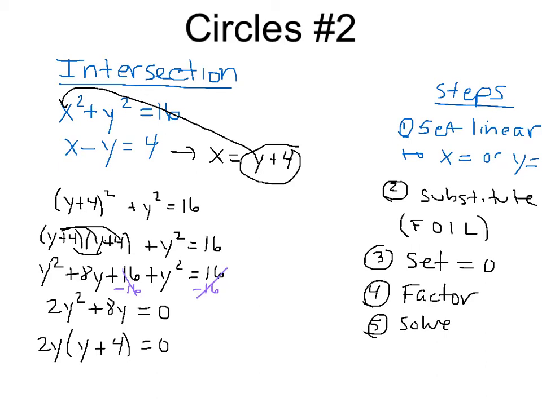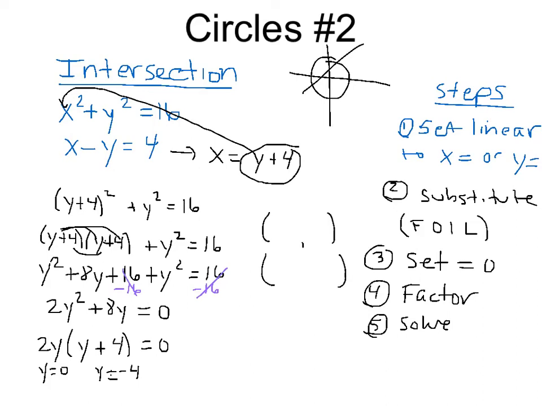So our factors would be, here we get y equals 0, because 2y equals 0 when y equals 0, and y would equal negative 4, because we change the sign or set it equal to 0. So that gives us the y value. Remember, we're looking for the points of intersection. We've got a circle, and we've got a line, so we want to find those points where they intersect. So we know our solutions are going to be some coordinate points. The y value of one of them is 0. The y value of another one is negative 4. So those are our two y values.